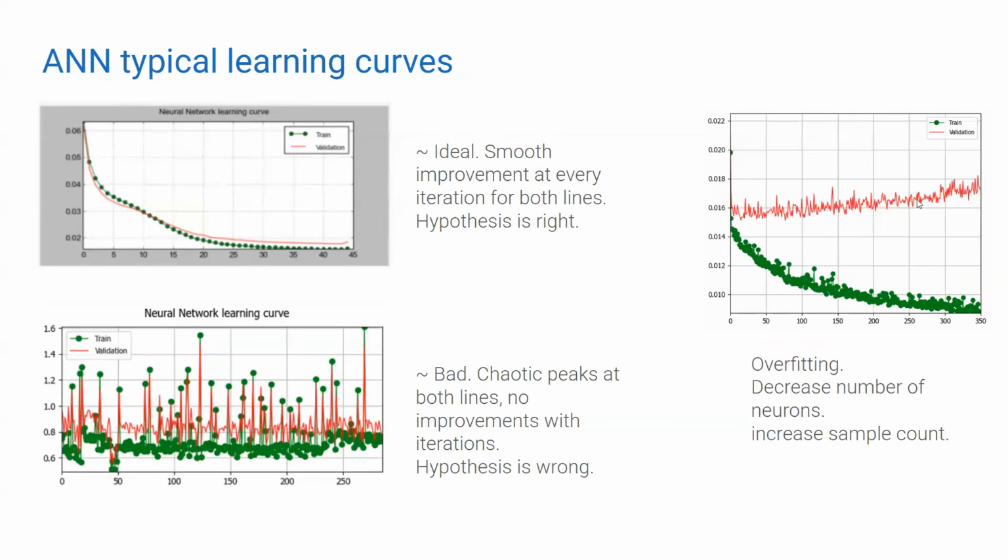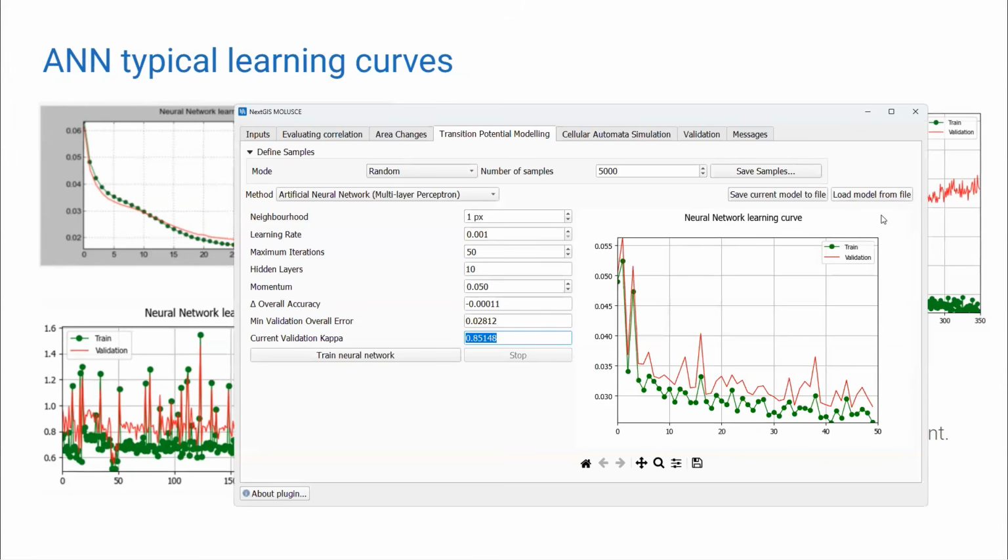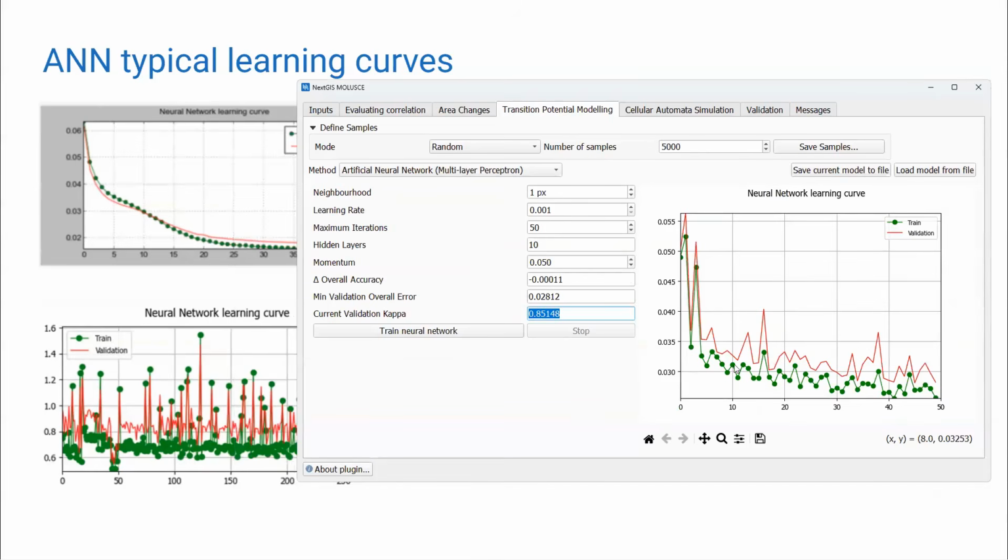And such a pattern, you can see on the right side, tells us that we probably have overfitting. It's better to decrease the number of neurons and increase sample count. What I have here is not ideal, but not an awful learning curve. We can more or less confidently use such model for further experiments. Okay, so we get some kind of model trained.